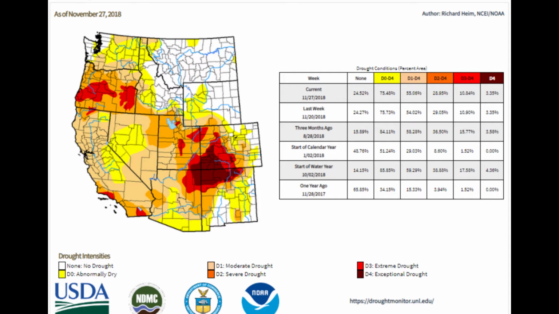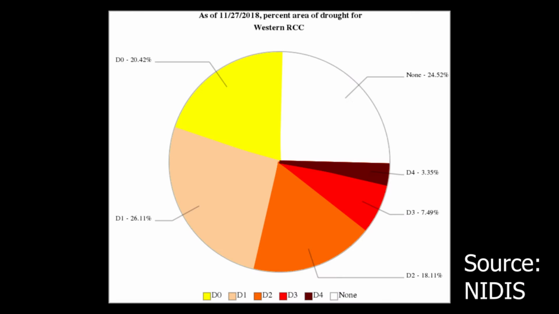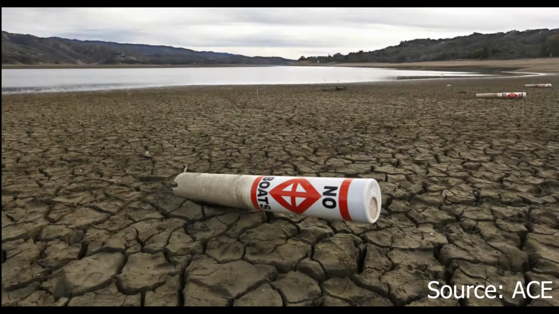Center's western region. 25% of the region is unaffected, while 20% of the region is abnormally dry, 26% is experiencing moderate drought, 18% is experiencing severe drought, 8% is experiencing extreme drought, and the last 3% is experiencing exceptional drought.